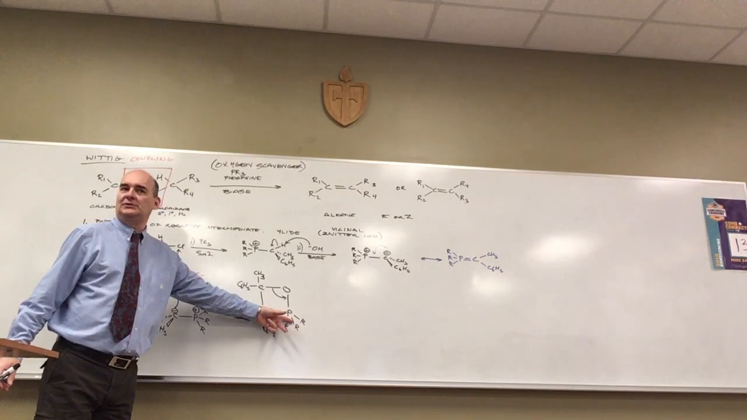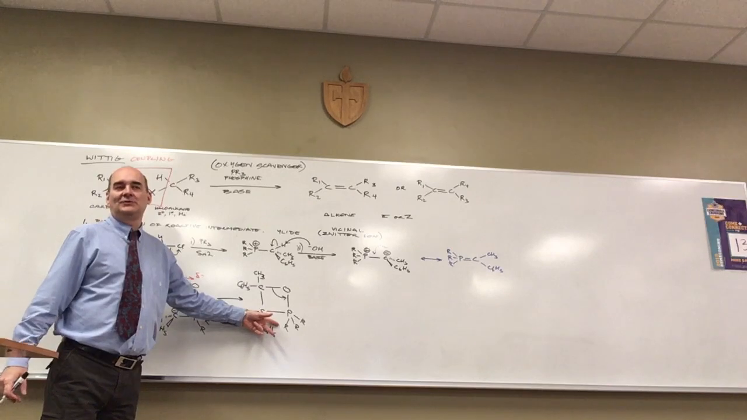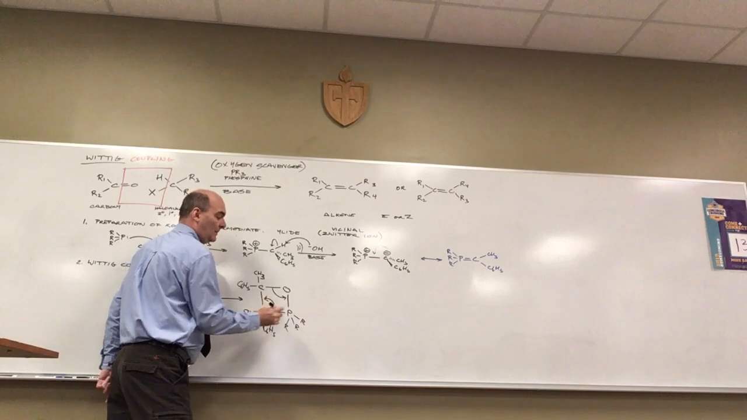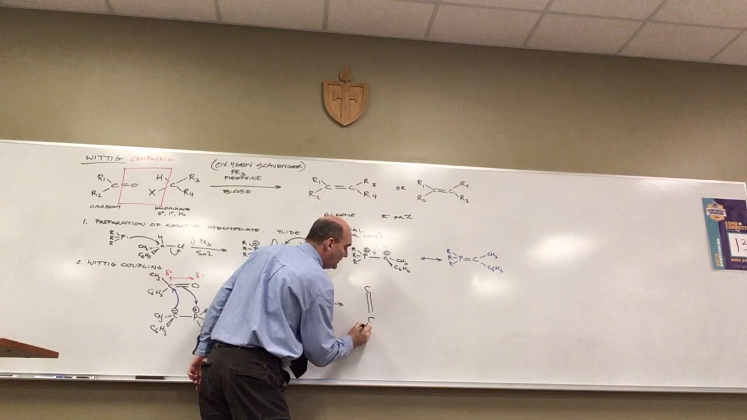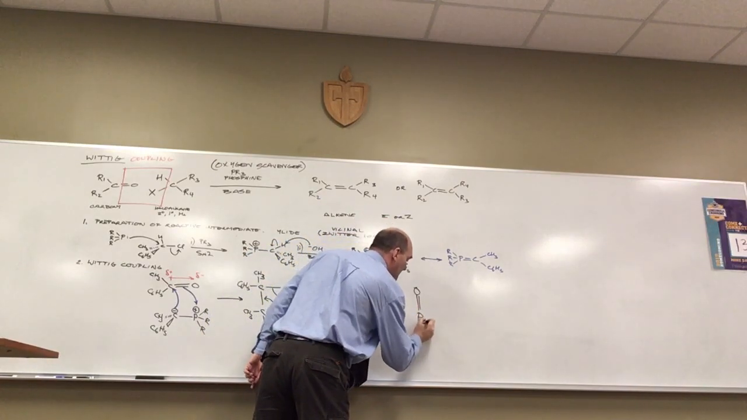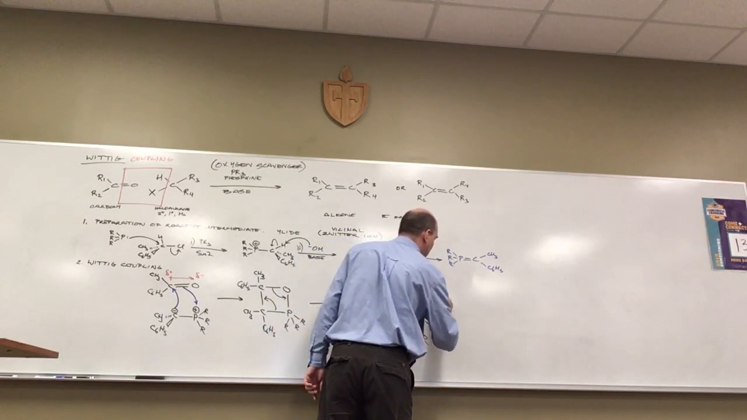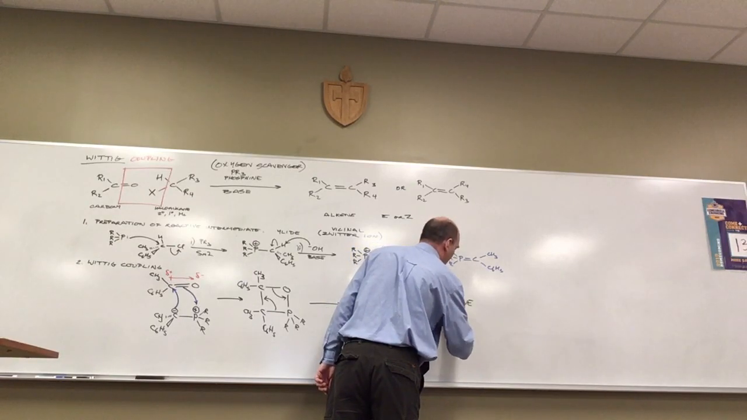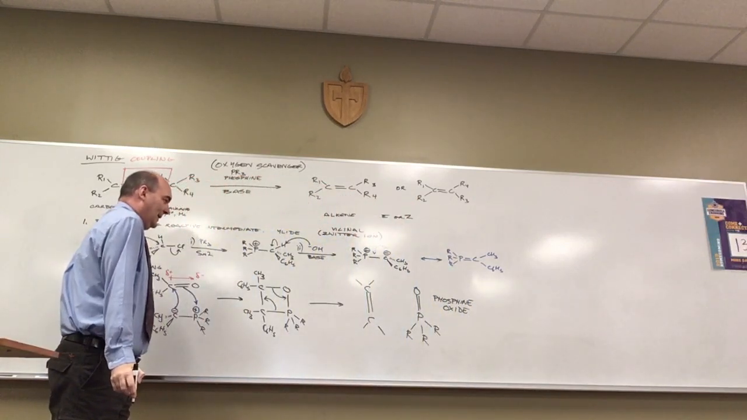This phosphorus is going to let go of its bond to carbon. Phosphorus doesn't need bonds to carbon. It wants bonds to oxygen. And I just made an alkene and a phosphine oxide. Okay, question is, which alkene did I make?